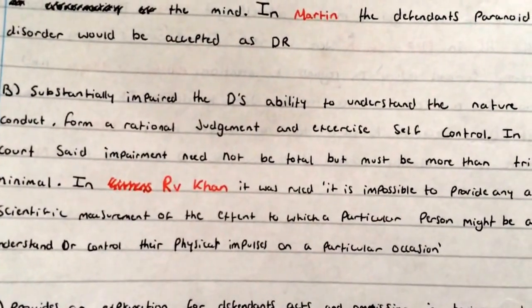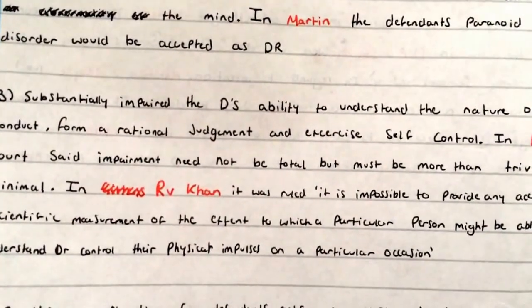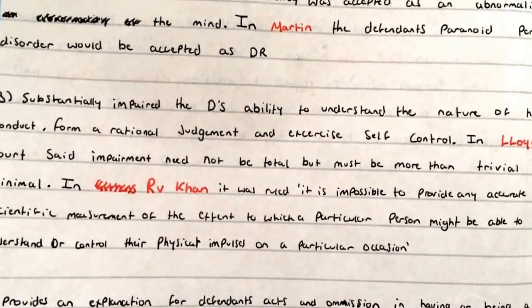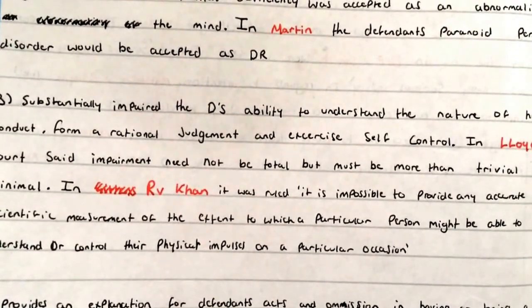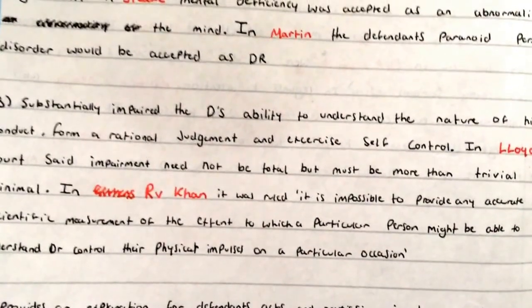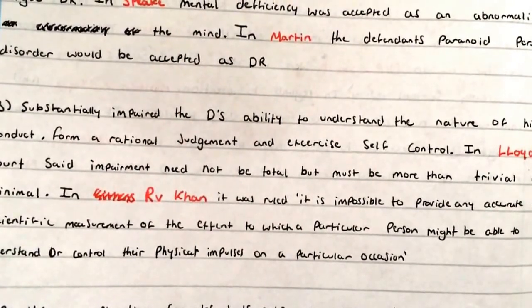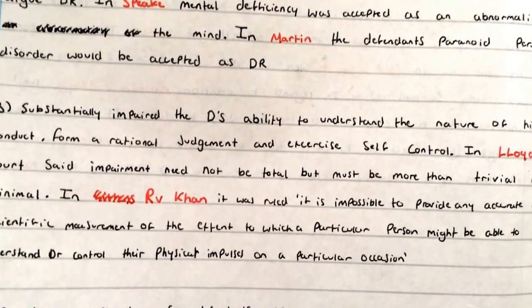Secondly, it must have substantially impaired the defendant's ability to understand the nature of his or her conduct, form a rational judgment and exercise self-control. In Lloyd, the court said that impairment need not be total but must be more than trivial or minimal.